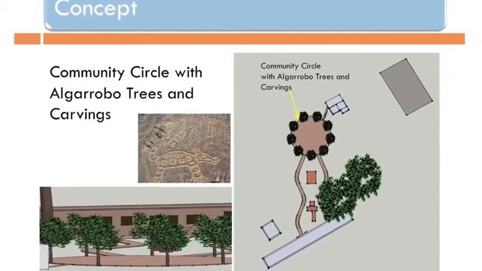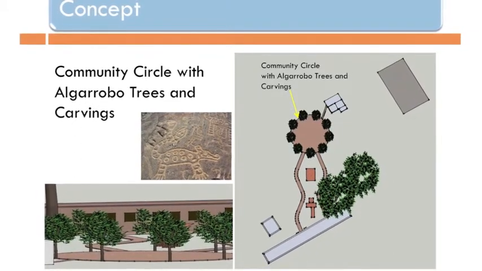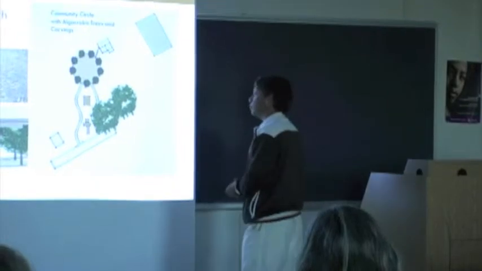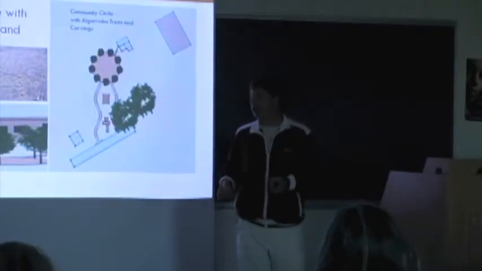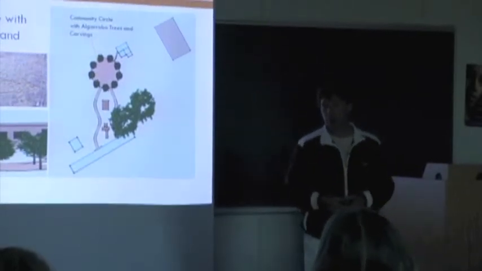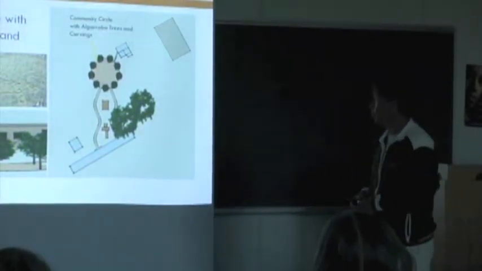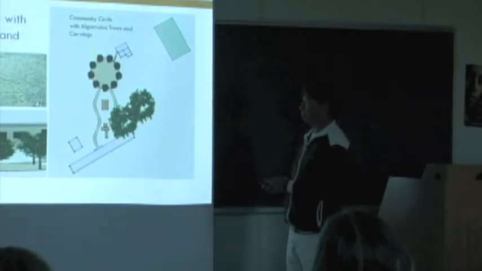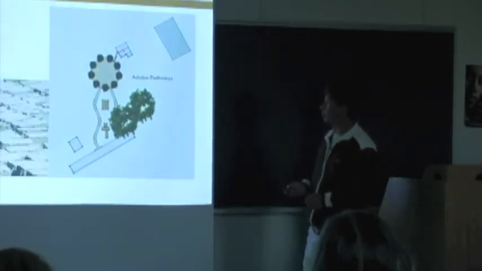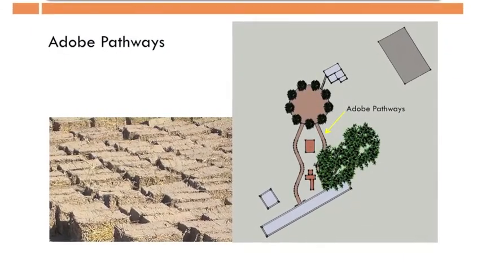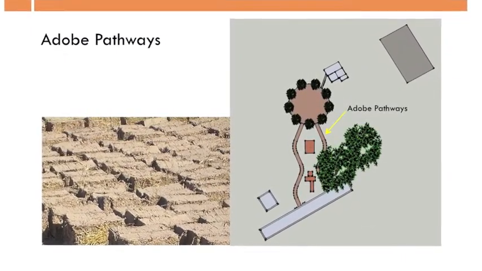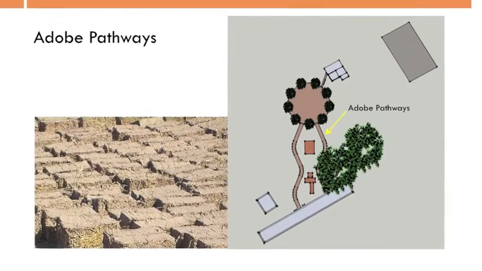So first I mentioned the community circle, this 30-meter round of adobe brick with 7 to 9 trees, which are fairly drought tolerant, good for arid conditions, and it would encircle that area. The adobe pathways that would marry the community circle to the school.